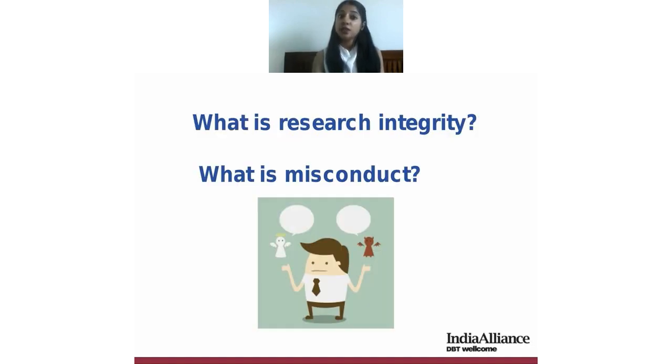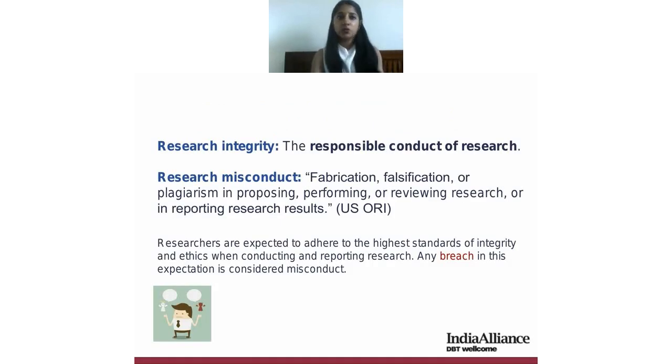Now coming to what is research integrity and what is misconduct. It's a no-brainer. Research integrity is the responsible conduct of research. You have the responsibility of being a good researcher. So any breach in the standards of honesty, integrity and ethics is considered misconduct. That includes fabrication, falsification, or plagiarism in proposing, performing, or reviewing research, or in reporting your results.